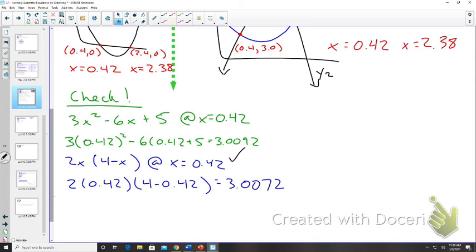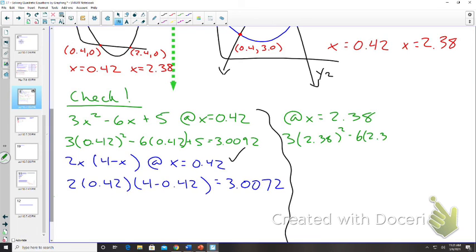And then same thing, except you're just going to do it at your other intersection point. So at x equals 2.38, let's do the same thing here. 3 times 2.38 squared, put my bracket there, minus 6 times 2.38 plus 5 equals 7.7132.